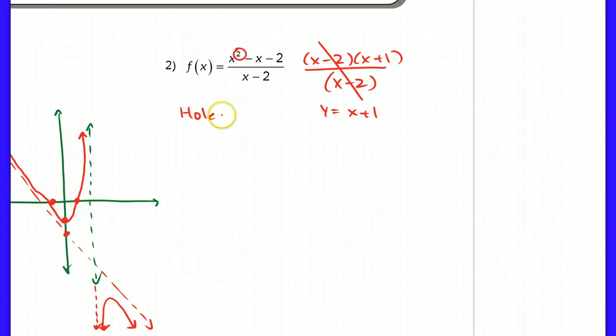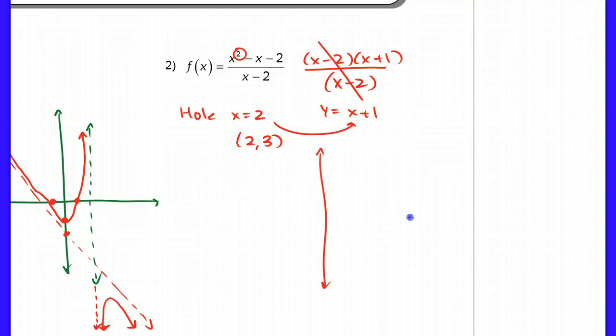So we have a hole at x equals 2, and if we plug 2 into our function, we get the point 2, 3. Now when I graph this, I want to make sure that it's just a linear function, x plus 1, so I go up to 1, then up 1 over 1. But when I graph that, I want to go back and erase, put a hole there, and write 2, 3 next to it, because there's a hole at the point 2, 3.